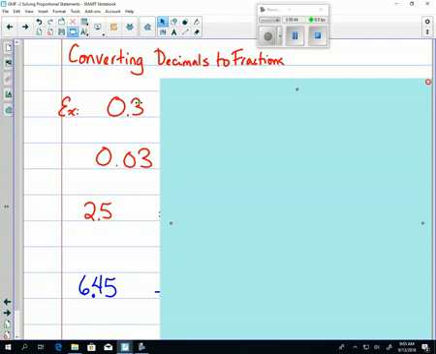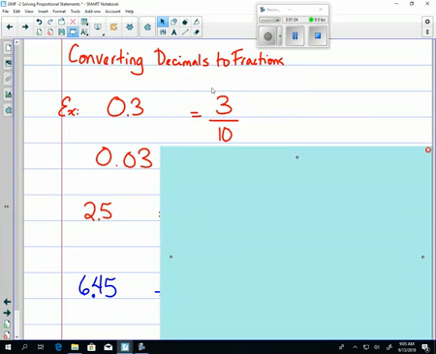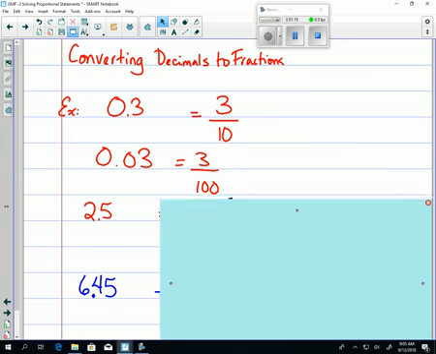So just to review, when we want to change a decimal 0.3 to a fraction, look at the number of places after the decimal. Right here, we have one place after the decimal. That means it's over 10. So when I write that as a fraction, I take the number 3 and I put it over 10. So I've changed it from a decimal to a fraction. Here, 0.03. I have two places. So that means now it's over 100. So that'd be 3 over 100.